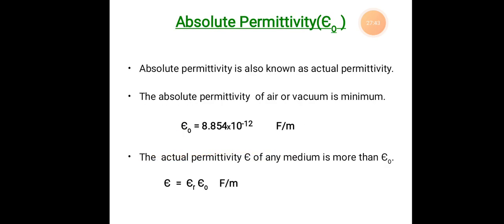And absolute permittivity. Absolute permittivity is also called actual permittivity. The absolute permittivity of air or vacuum is the minimum. That absolute permittivity epsilon naught is equal to 8.854 into 10 power minus 12 farads per meter. The actual permittivity epsilon of any medium is more than epsilon naught. So epsilon is equal to epsilon r, the relative permittivity, into the absolute permittivity epsilon naught. The unit is farads per meter.